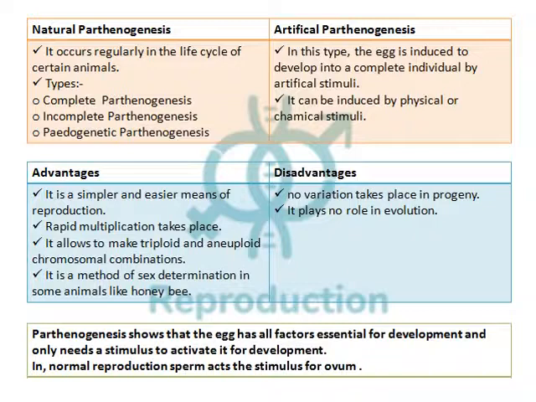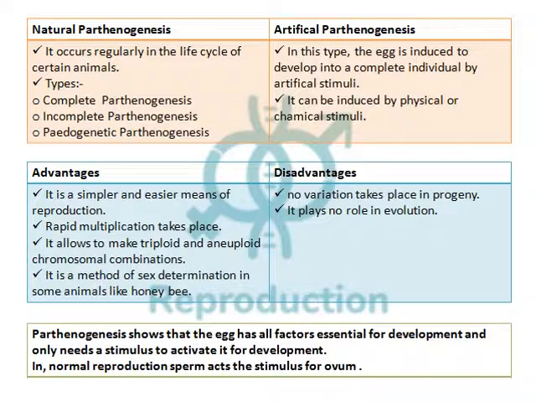Firstly, it is a very easy mode of reproduction, as asexual reproduction is. Then rapid multiplication takes place, and as I have explained about honeybee reproduction, here you can see that when fertilization is taking place, 2n chromosomes or the females are being born, while when parthenogenesis is taking place, the males are being born. So it is also a method of sex determination in some animals.